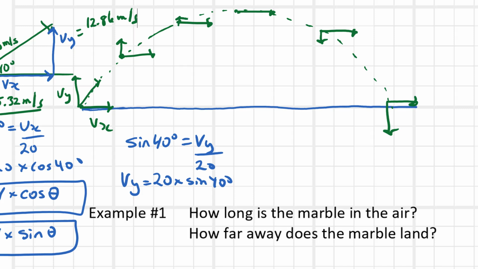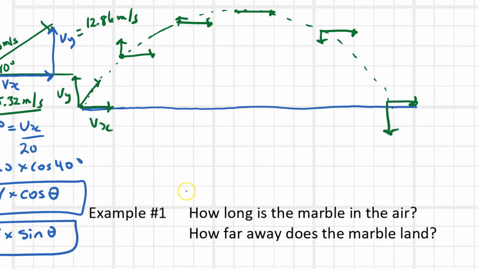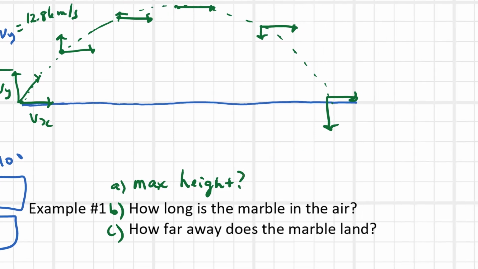All right, so we've got a few questions to answer here. It says, how long is the marble in the air? How far away does the marble land? And things like that. I'm actually going to add one to this. I'm going to do three questions here: A, B, C. I'm going to start off with the question, what's the maximum height? We're going to do like we did before, where we separated into the x and the y directions. The reason I'm going to do maximum height is that if we think about the shape of this thing, the maximum height is going to be at the top.